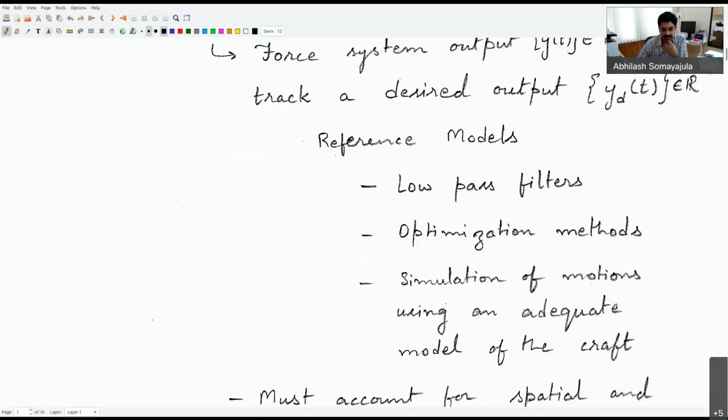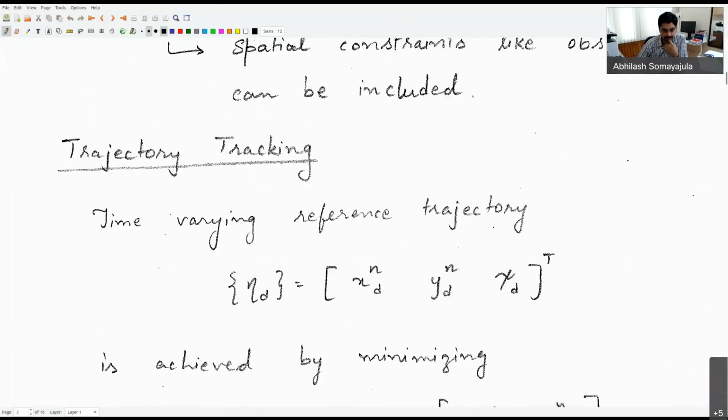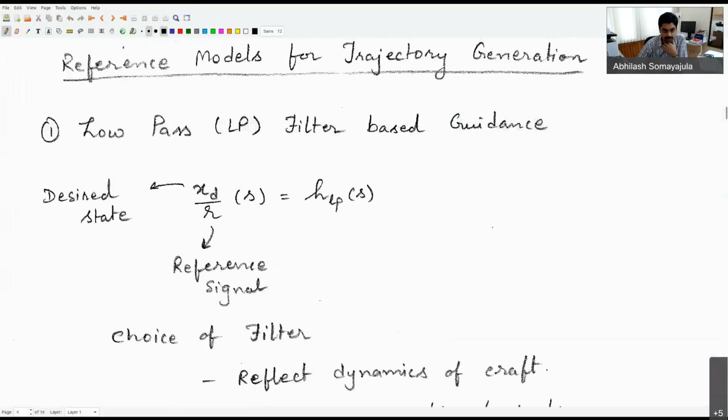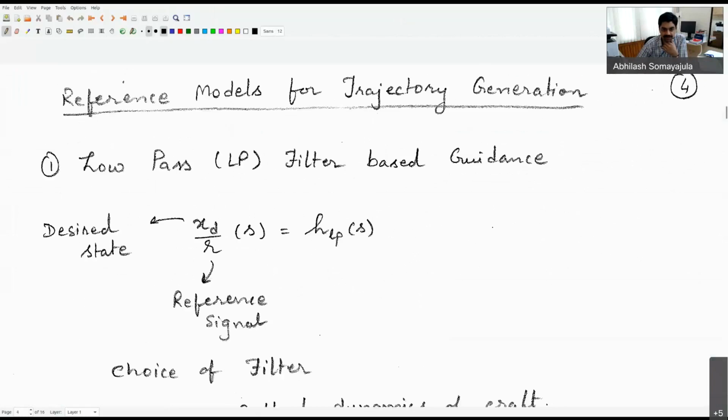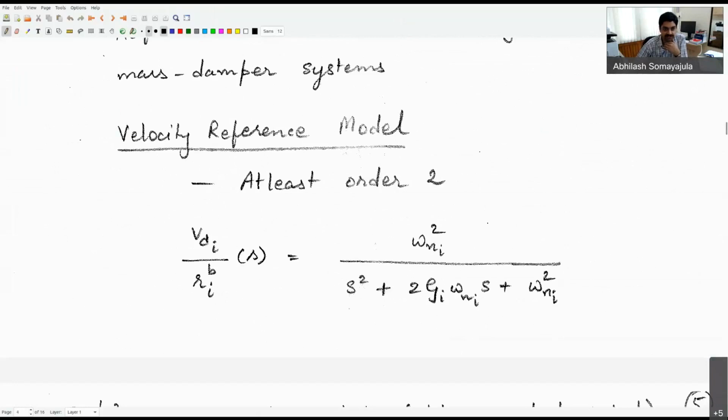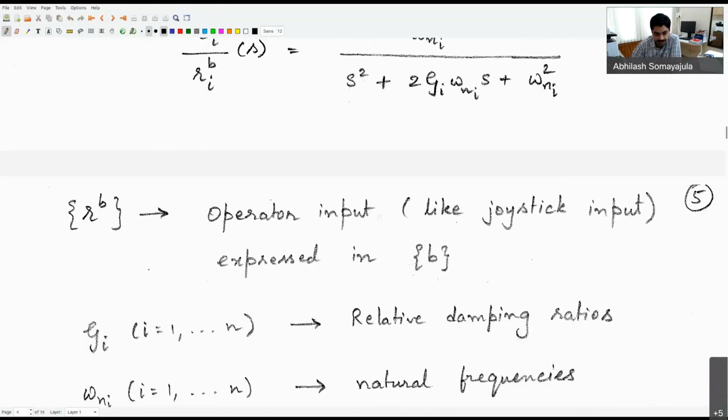All right, so yesterday we were discussing the velocity reference model. That's where we were. We were looking at low pass filter based guidance, and particularly we were interested in the velocity reference model. And we were observing that this is representative of a spring mass damper system, which we were using for our guidance purposes in order to generate a feasible trajectory for our vehicle.